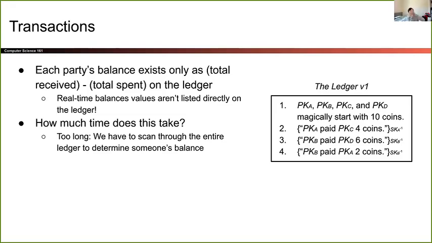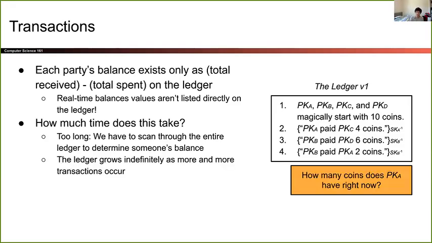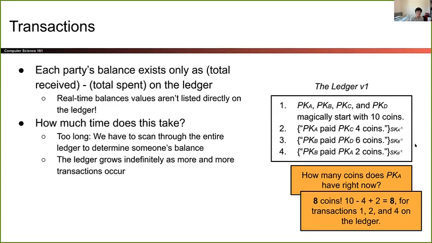If the ledger is 100 entries long, now I have to go, okay, it's 10 minus 4 plus 2 minus 6. I don't know, some large number. I have to scan through all 100 transactions to see, oh, Alice has 5 coins. This is too inefficient for us, considering that we'll never be able to delete entries off of this ledger. We need some more efficient way of tracking this. These animations came out of order, but yes, Alice has 8 coins. So instead of linearly scanning through the entire ledger, we're going to try to build a smarter system.